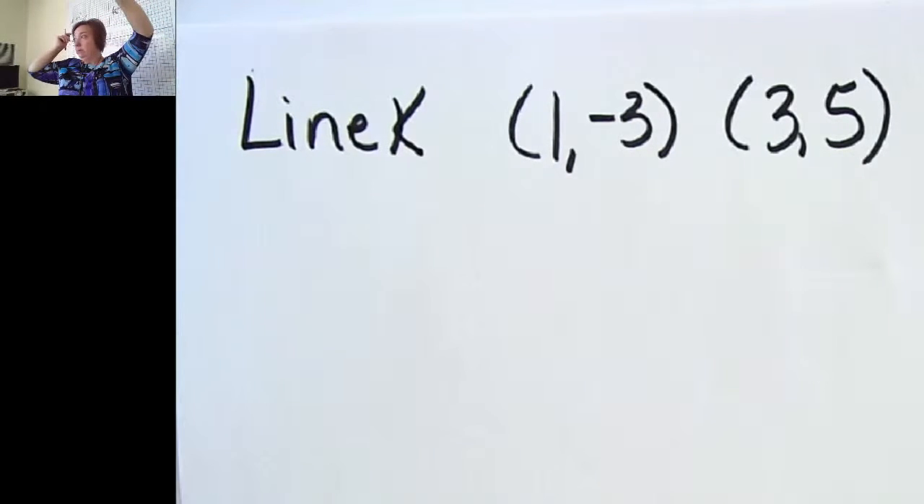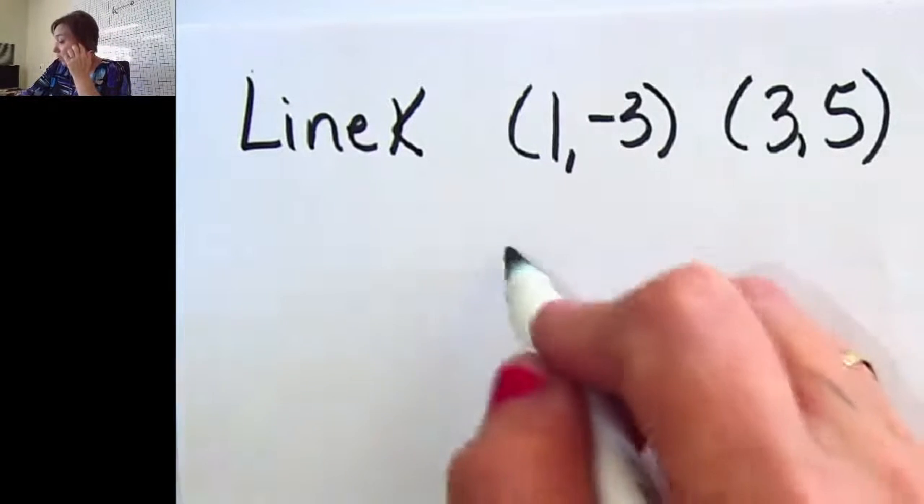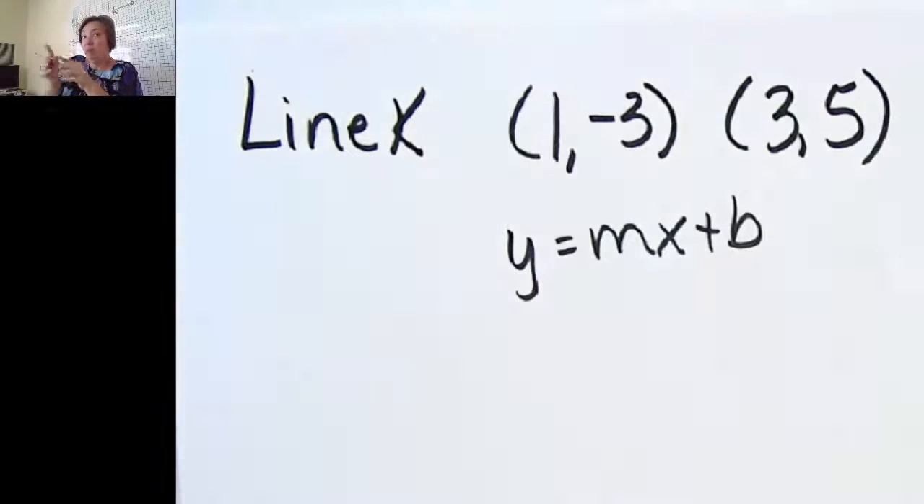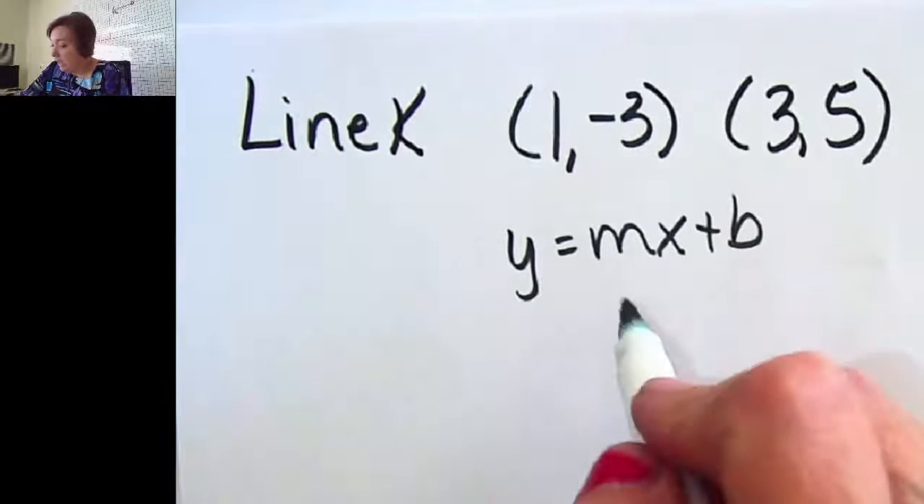We've got to have a slope. We don't have one, but we have 2 points. And what can you do when you have 2 points? So we're going to use y equals mx plus b. But before we get there, we've got to find the slope.